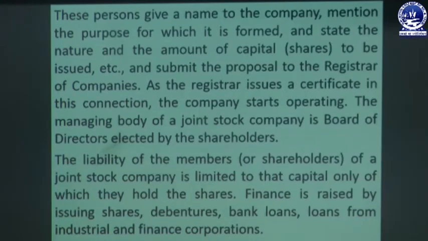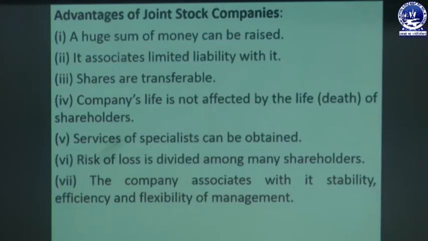The managing body of the joint stock company is the board of directors, who are elected by the shareholders. The liability of the members of a joint stock company is limited only to their capital, the amount which they hold in shares. Finance is raised by issuing shares or debentures or different types of bank loans or loans from any industrial finance corporation. So there are various merit points for the joint stock company.